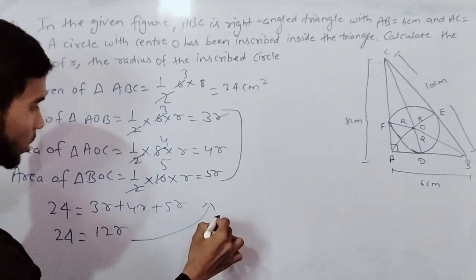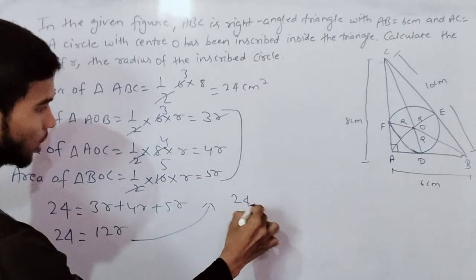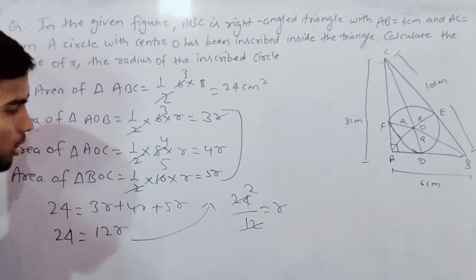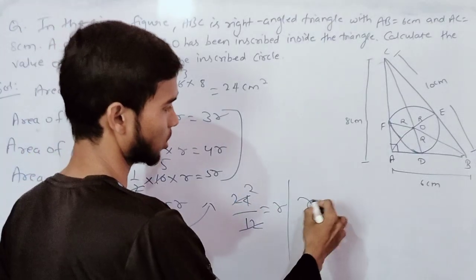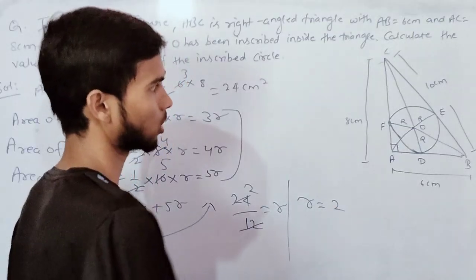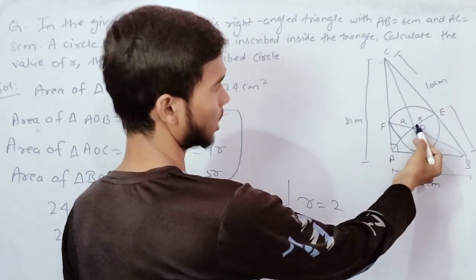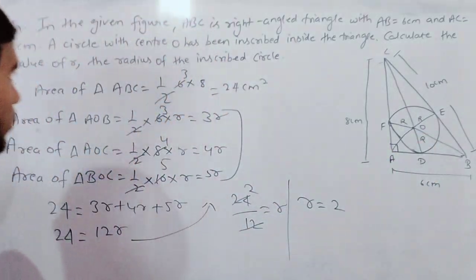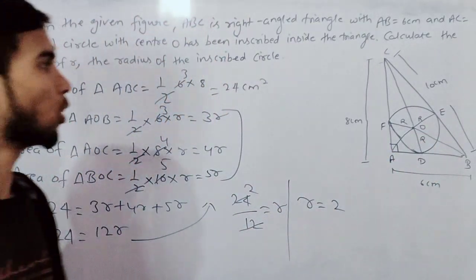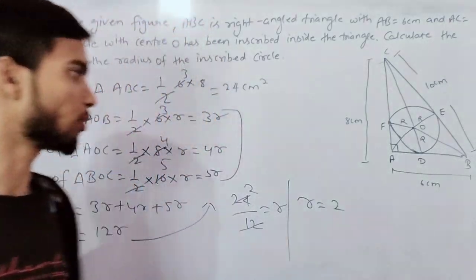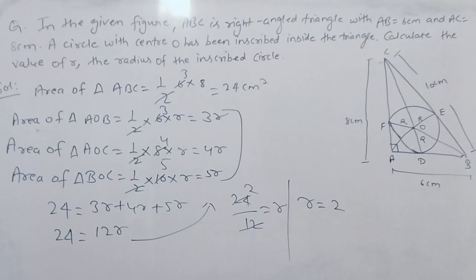Now here, 24 upon 12 is equal to r, 12 2s are 24. So now you got r as 2. So finally you can say this radius is 2 centimeter. The question was asking to find the radius of the circle which is inside that triangle. So we have found r as 2 centimeter. So that's how we solved it.